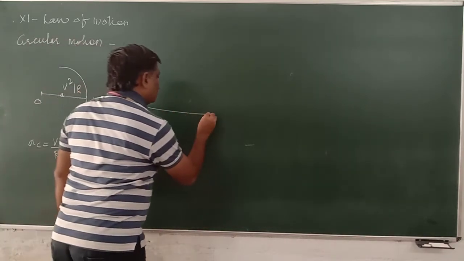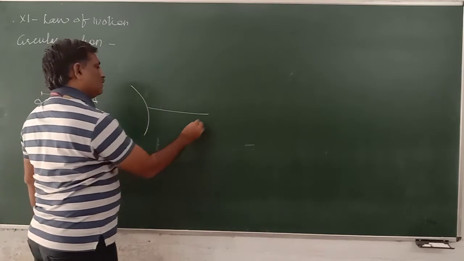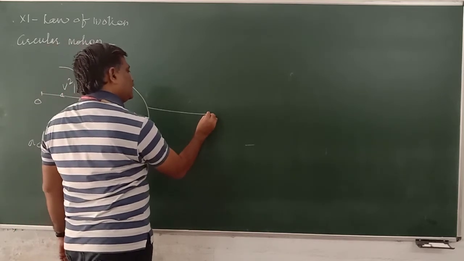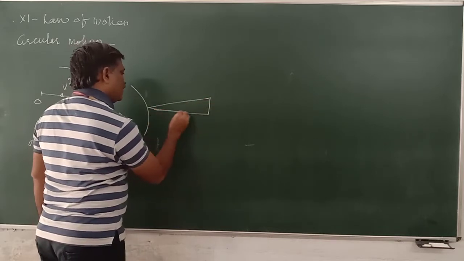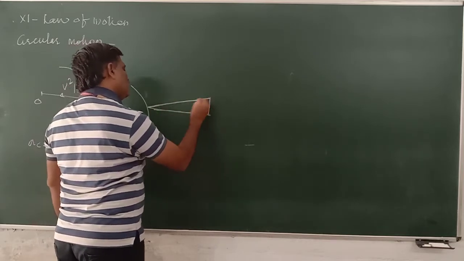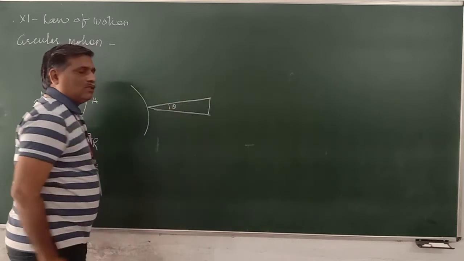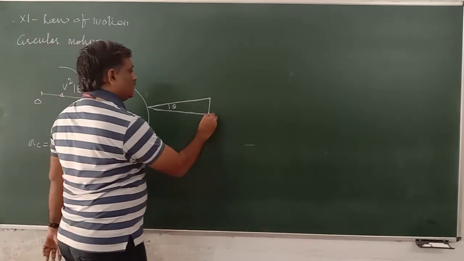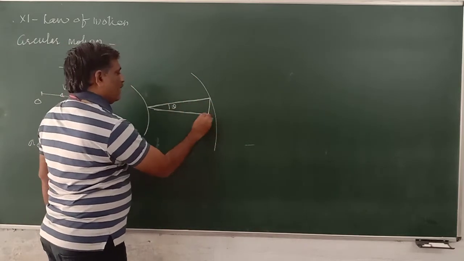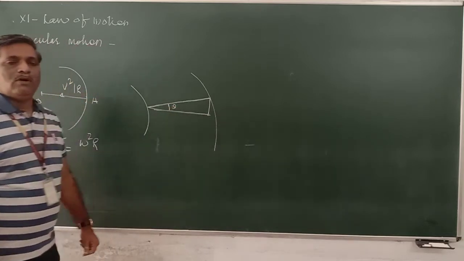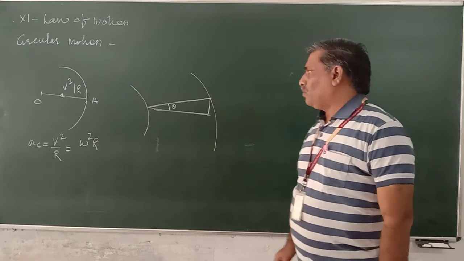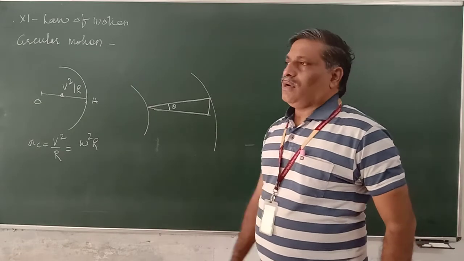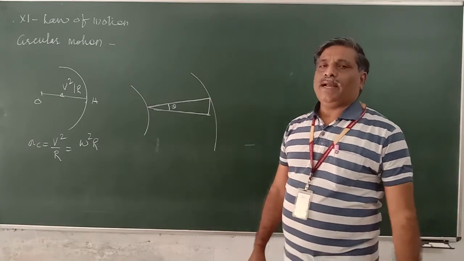If this is a horizontal road, this is the inner curve. The outer curve is kept at slightly more height. Thereby, the surface of the road makes an angle with the horizontal. See this one. The surface of the road makes a certain angle with the horizontal. It is called banking of the road, and the angle is called the banking angle.